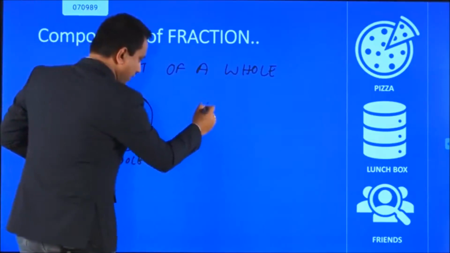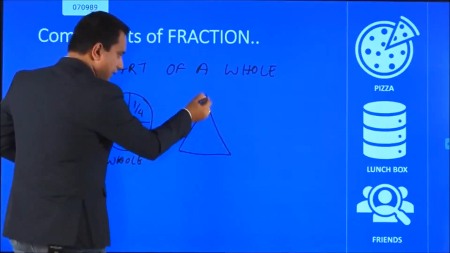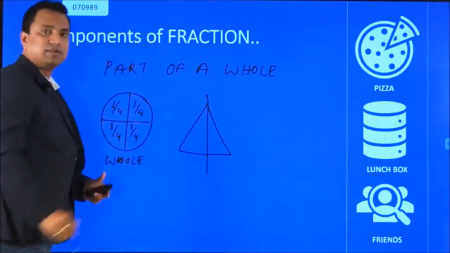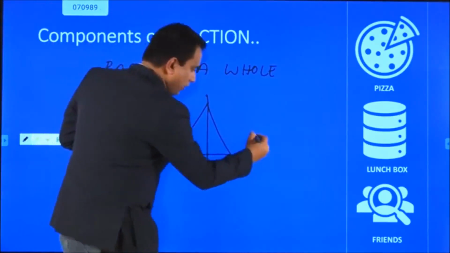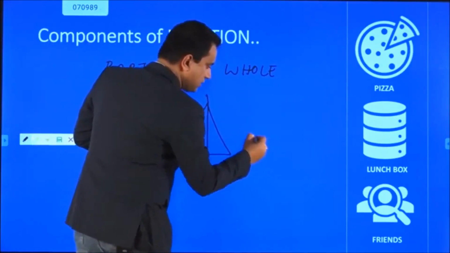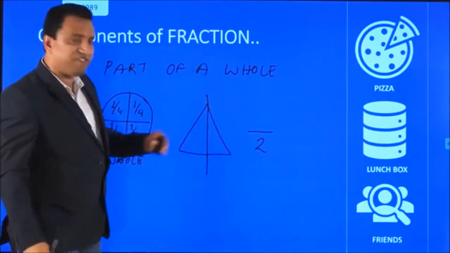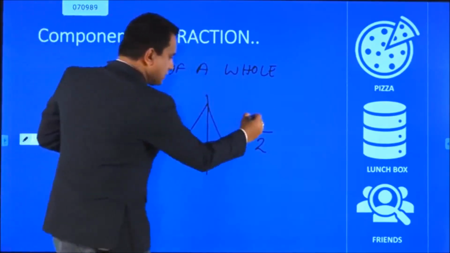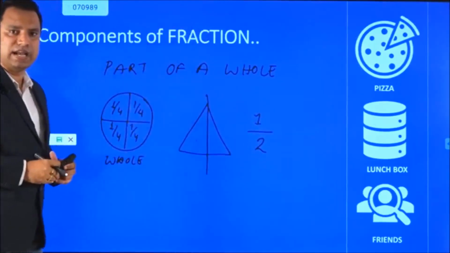Okay, let's take a quick triangle. Now let's divide the triangle into 2 parts. So the whole triangle is divided into 2 parts. So we need to write the total number of parts first, put a bar on top of it. Now, if you have to pick up one of it, then you say it's one part of 2 total parts in the entire triangle.